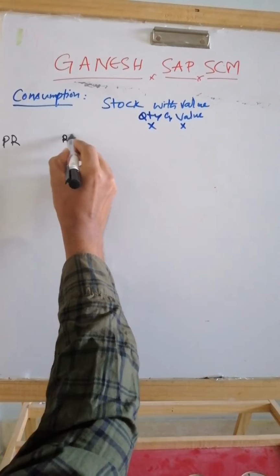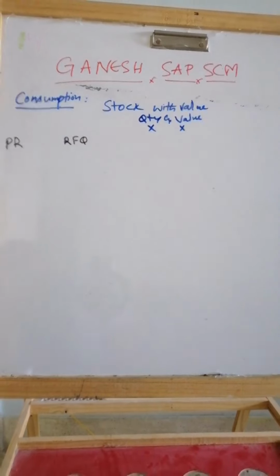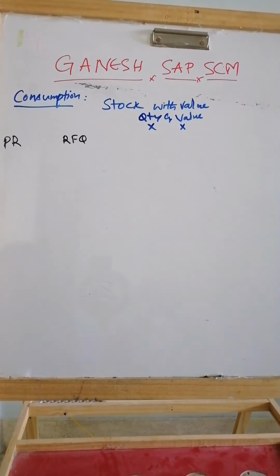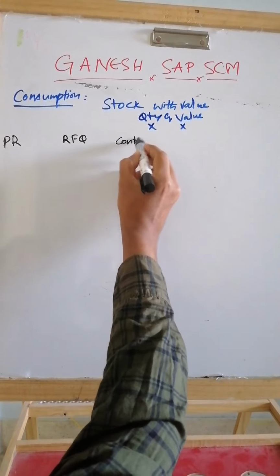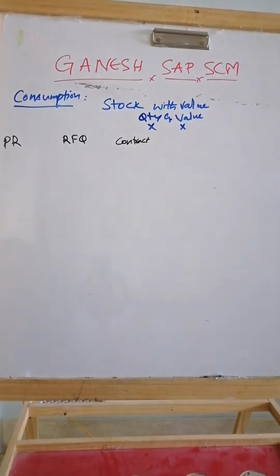RFQ: if you don't know the vendor and you want to check different vendors and select one, then RFQ will be used. Otherwise, RFQ will not be used. Contract: if the business wants a fixed price for a certain duration of time, mostly they go for a contract. So the system gets the same price from the vendor, and when you have a contract, the vendor will give you more priority compared to one-time customers.